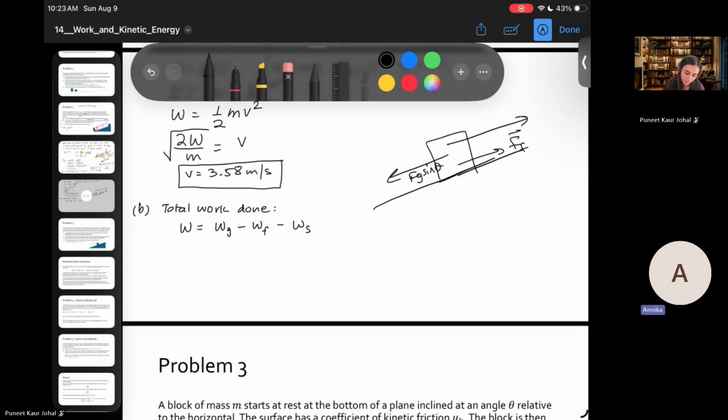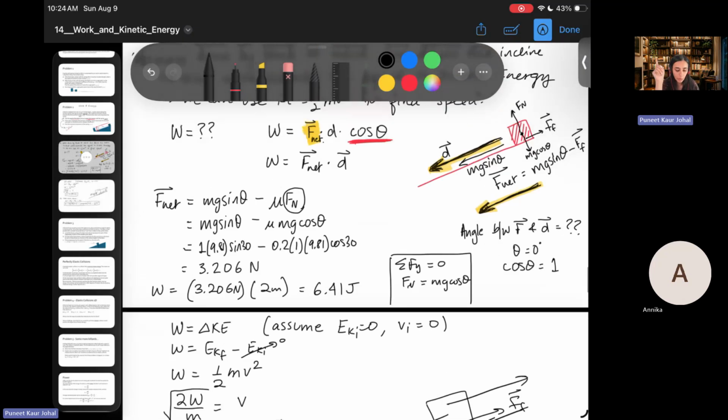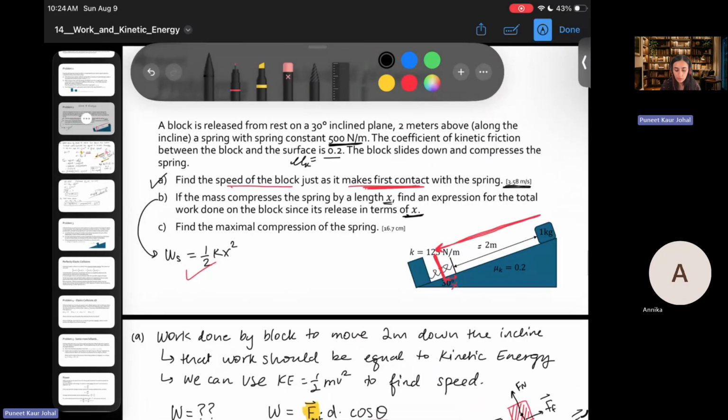Good. So work of gravity is basically just mg sine theta. And what is the distance now? 2 plus x. Work of friction is mu mg cos theta. What is the distance? 2 plus x. Spring's work is half k x squared. That is equal to the work. This is it. You can plug the numbers in, but we don't know x, and they want us to find the work in terms of x only.